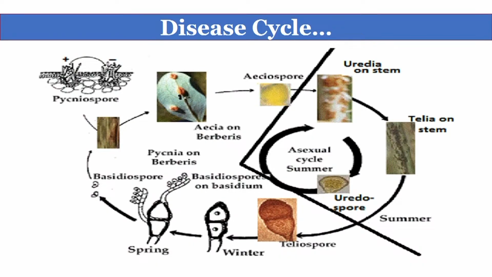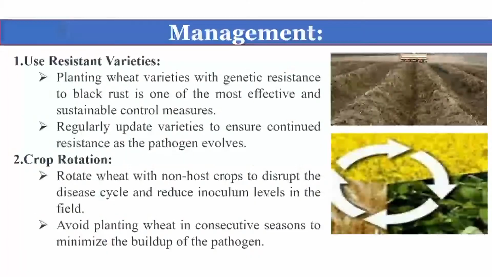This is the diagrammatic representation of the life cycle of Puccinia, and we will discuss management now. Dear learners, management is very important because it causes severe damage to the crop. First of all, you have to select a resistant variety, like planting a wheat variety which is genetically resistant against the black rust of wheat. It is the most effective and sustainable control measure, and regularly you have to update varieties to ensure continued resistance as the pathogen evolves. You also have to rotate the crops with non-host crops to disturb the disease cycle, or you can break the disease cycle with crop rotation, which reduces the inoculum levels in the field.